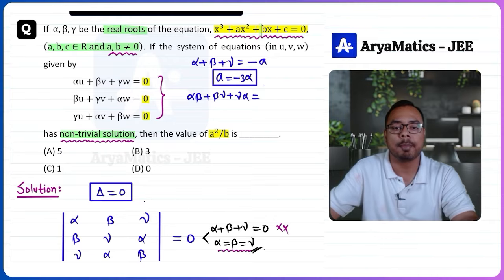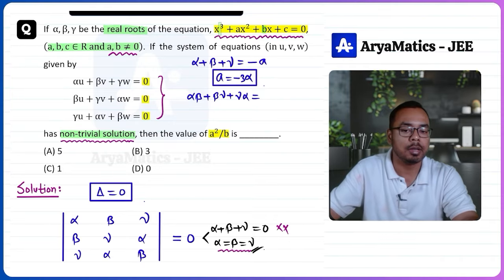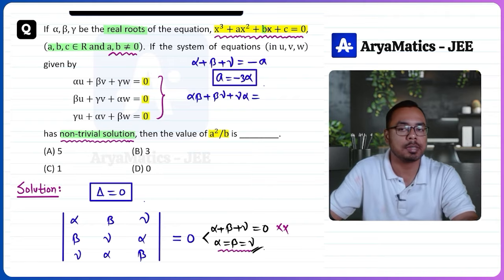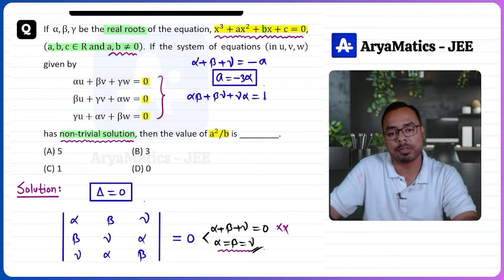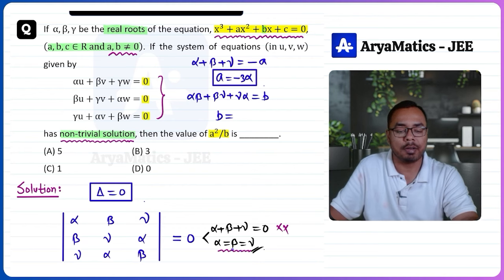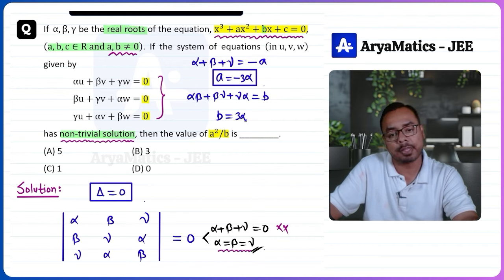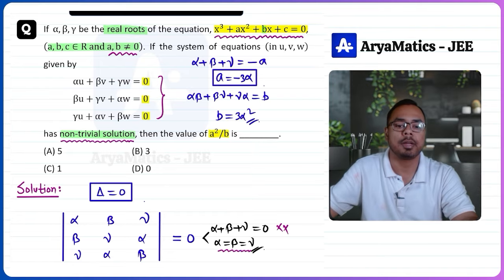So this must be b, that is, the coefficient of x by the coefficient of x cube. And because it is given that alpha, beta, and gamma are the same, each one of these three terms will be alpha square. That means b has to be 3 alpha square. Right. So now a is minus 3 alpha and b is 3 alpha square.